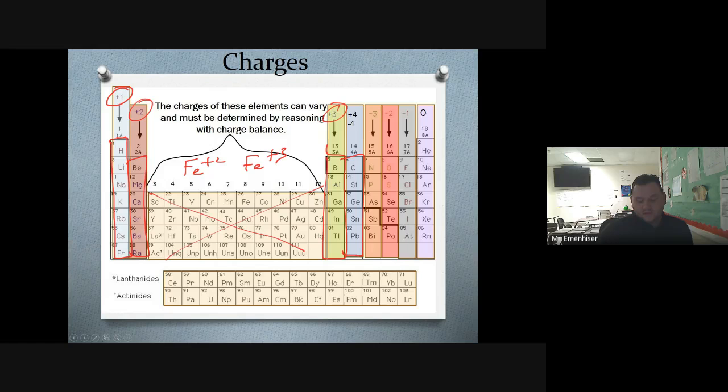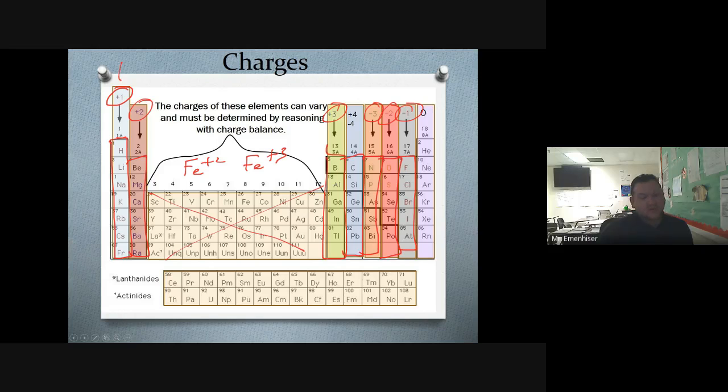If it's in group 3, it's a +3. Group 4 is usually a plus or a -4. If it's a metal, then it'll be a +4. If it's a non-metal, then it'll be a -4. Okay, and then group 5 with nitrogen will be a -3. Oxygen family, group 6, will be a -2. And then the halogens, group 7, will be a -1.